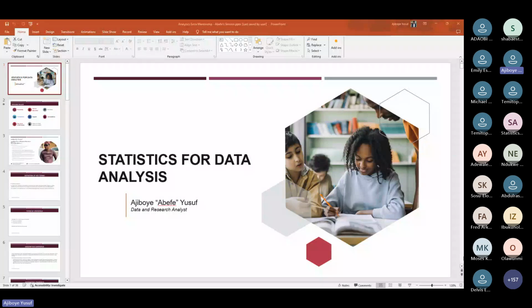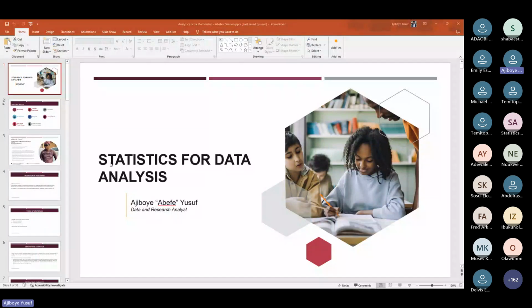All right. So basically, statistics for data analysis. Now, in as much as I don't like saying this, it seems like a controversial topic, because there are people that still think you don't need statistics to become a data analyst. Well, I used to tell them, to a degree, you are right, but when things get tough, that is where you need statistics.